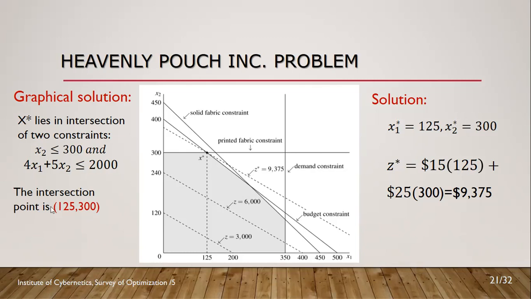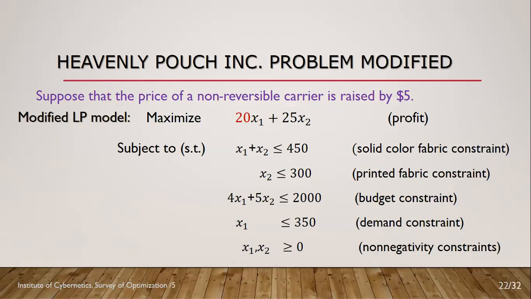By plugging the solution into the objective function, we find that the optimal profit level is 9,375. Please note that these values coincide with the solution presented by the software when we solved this problem using AMPL, both directly using the AMPL executable and using the NEOS platform. So we solved our original heavenly pouch problem.